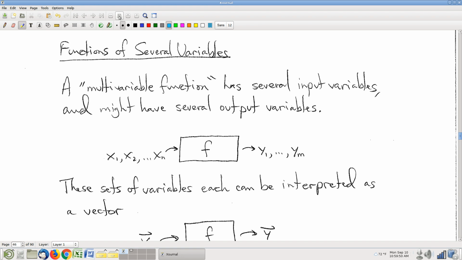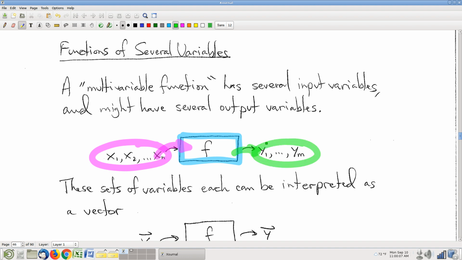So a multivariable function, something goes in, something comes out, sure. What goes in is a bunch of real numbers. And then what comes out is a bunch of real numbers. Thus the name multivariable function.